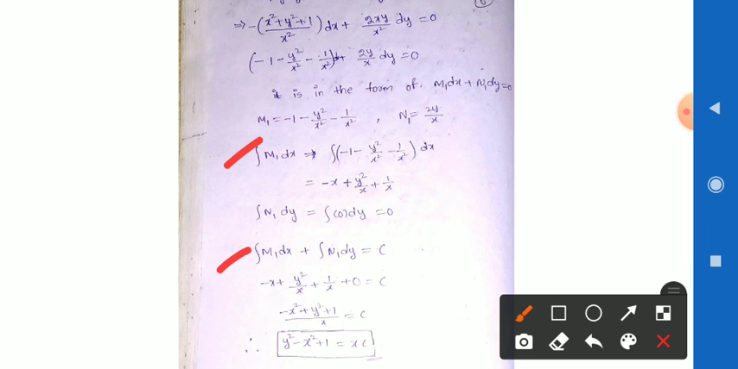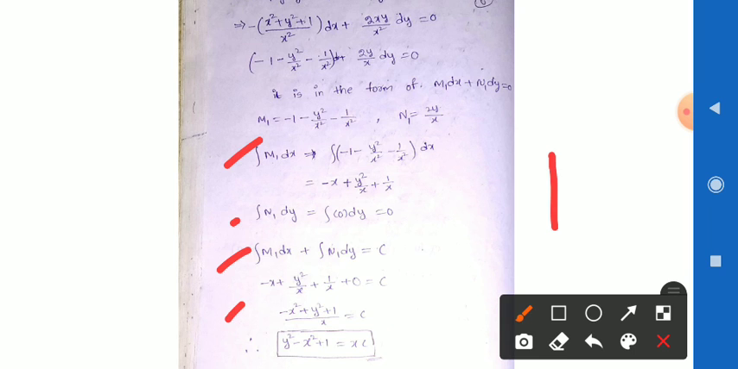Then for the integral of N1 dy, here N1 must be taken without x terms. Here, no pure y term is present in N1, therefore we take it as 0. The integral of 0 dy is 0. By substituting the M1 integration value and N1 integration value equal to c, we get −x + y²/x + 1/x + 0 = c.